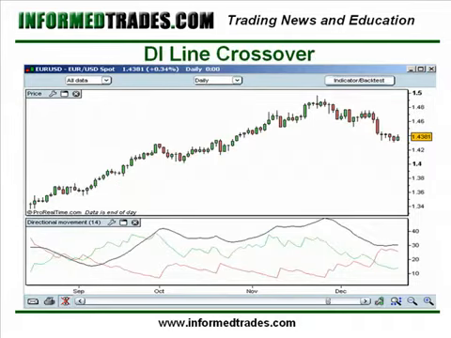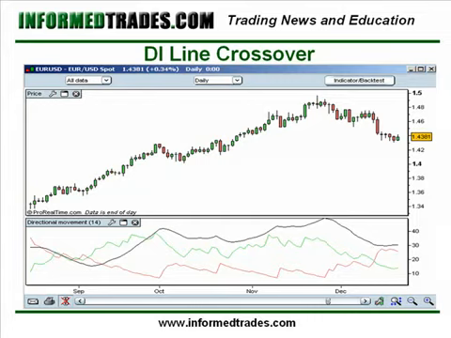The final example that we're going to look at is what's known as the DI line crossover. If you remember from earlier in the lesson, the plus DI line is representative of the strength of the buyers in the market. The minus DI line, which is red here, is representative of the strength of the sellers in the market. And very simply in this strategy, when the plus DI line crosses above the minus DI line, this is an indication that buyers are taking control in the market, and some traders will look to go long when that happens. And when the plus DI line crosses below the minus DI line, this is an indication that sellers are taking control in the market, and some traders will look to go short as a result of that.